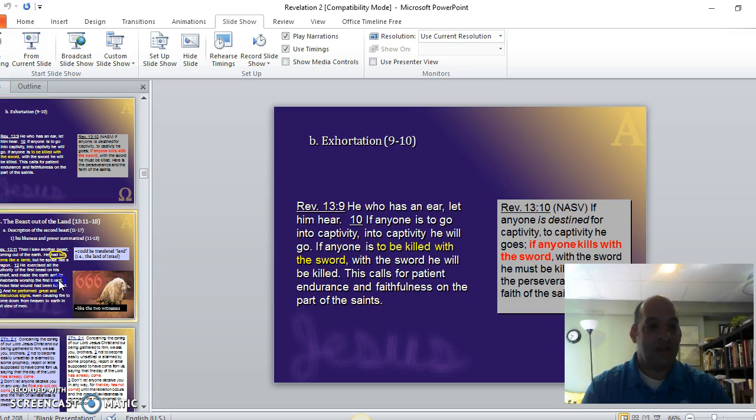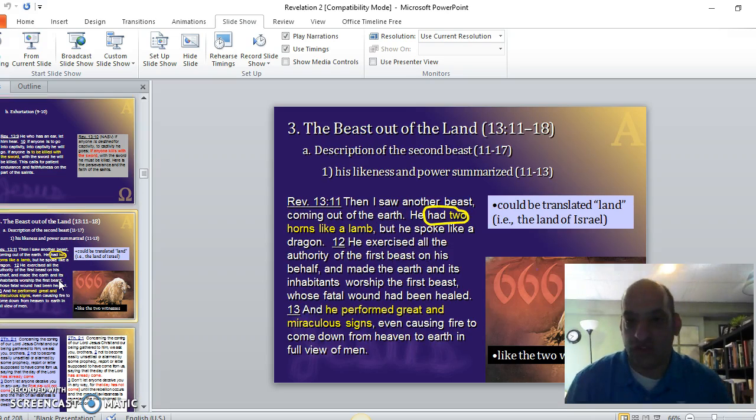And then you move to the beast out of the land, chapter 13 again. We're focusing on just chapter 13, verses 11 through 18. Description of the second beast. So the first beast comes out of the sea, the other one comes out of the land, and his likeness of power is summarized. Look at verse 11. I circled it for you. He has two horns like a lamb, and he spoke like a dragon.